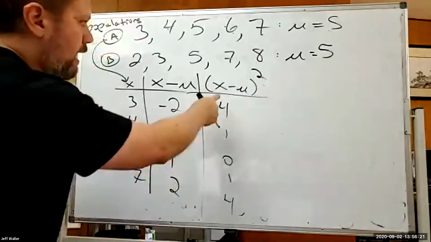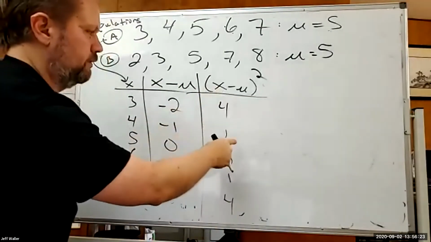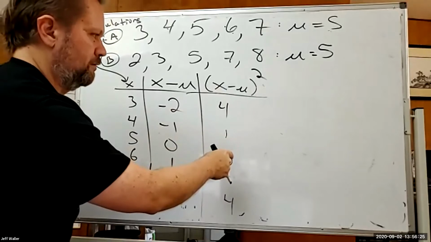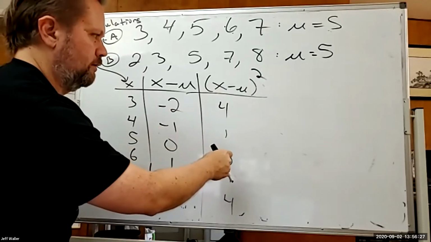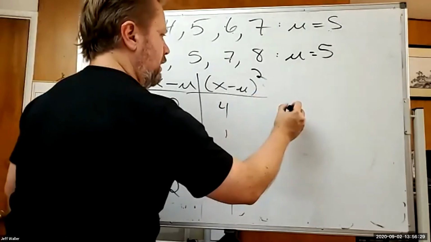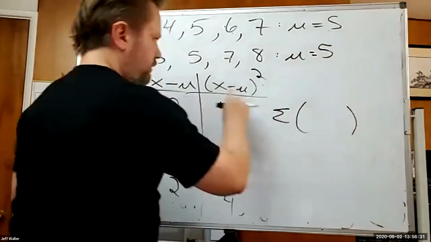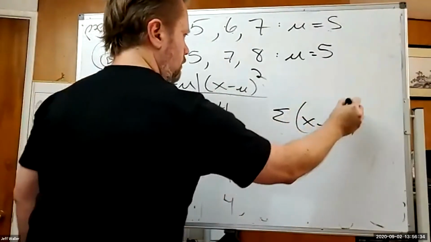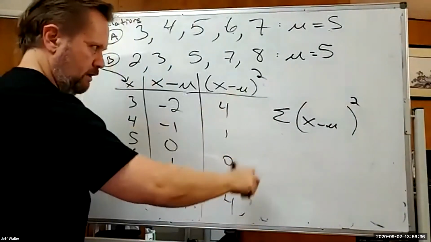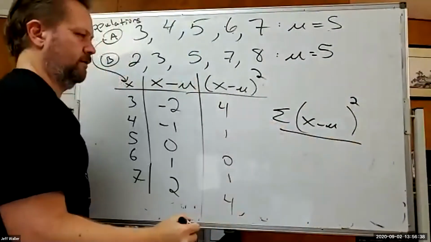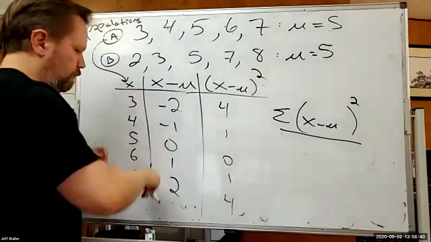So how do I get the average of these numbers? Add and divide. Add them up. What am I going to add up? I'm going to add up these, and I'm going to divide by 5, which is the number of data points.